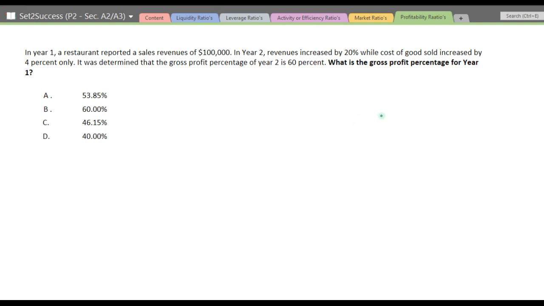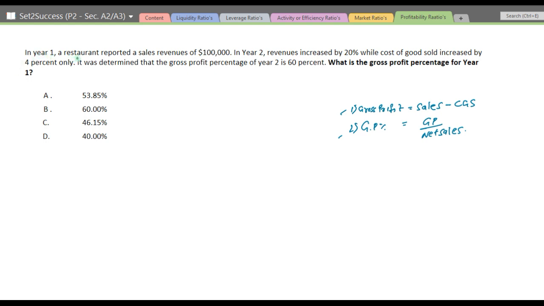There are two formulas that one needs to understand. The first one is GP, that is gross profit. The gross profit is calculated by sales minus CGS, and CGS is cost of goods sold. The second formula that we need to understand is the GP percentage. The GP percentage is GP by net sales. So these are the two formulas that we need to understand while calculating this MCQ.